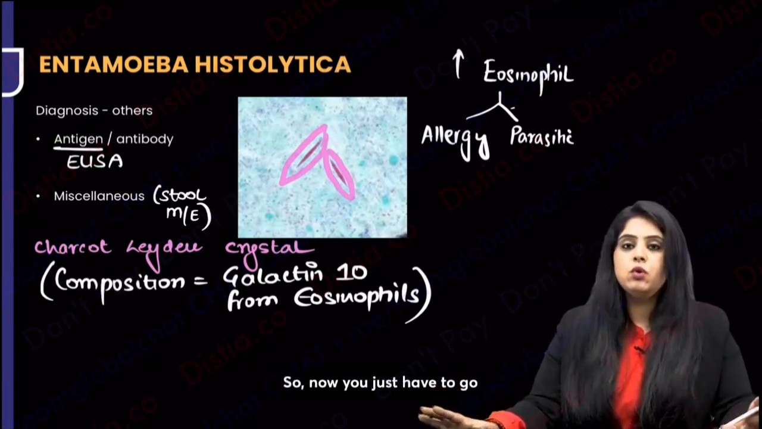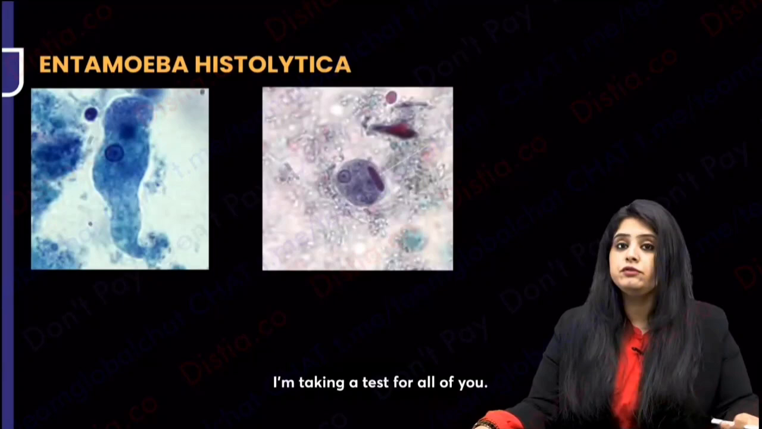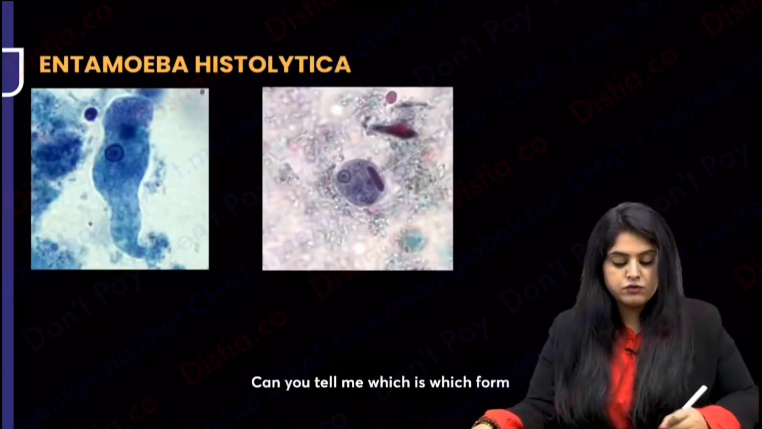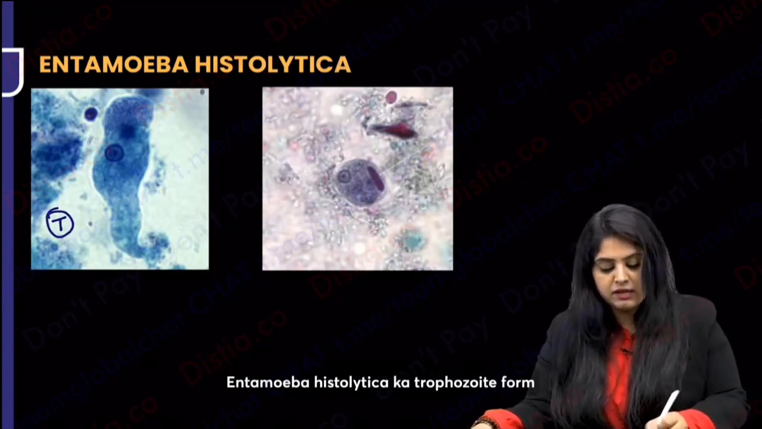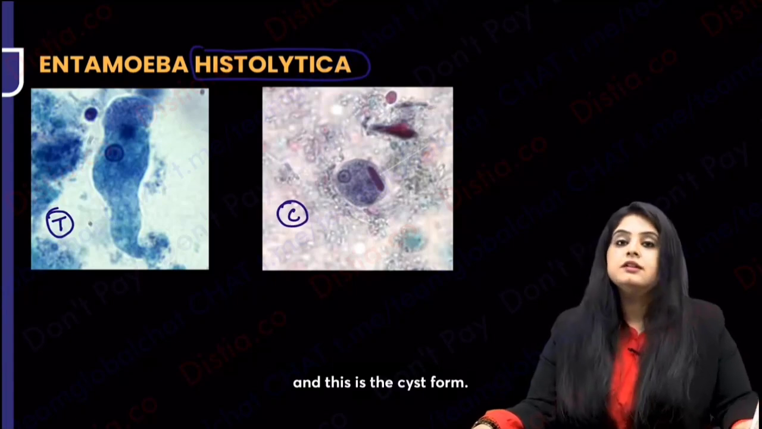So now you just have to go and start identifying a few pictures. Have a look at this. I'm taking a test for all of you. I've taught you everything about this. Can you tell me which is which form and how you could identify it? So first and foremost, this is the Entamoeba histolytica trophozoite form, and this is the cyst form.